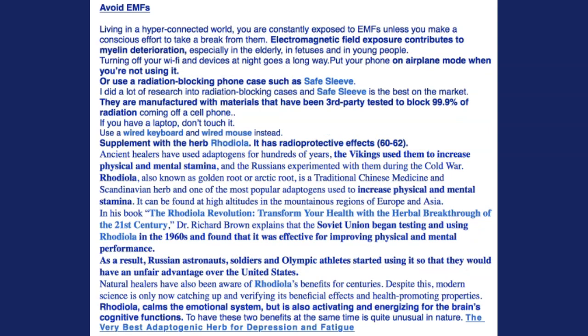Avoid EMFs. Living in a hyperconnected world, you are constantly exposed to EMFs unless you make a conscious effort to take a break from them. Electromagnetic field exposure contributes to myelin deterioration, especially in the elderly, in fetuses, and in young people. Oh man, and they are on the phone like all the time. Especially the young ones.